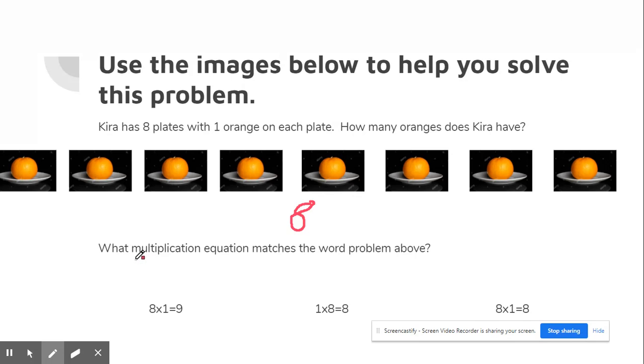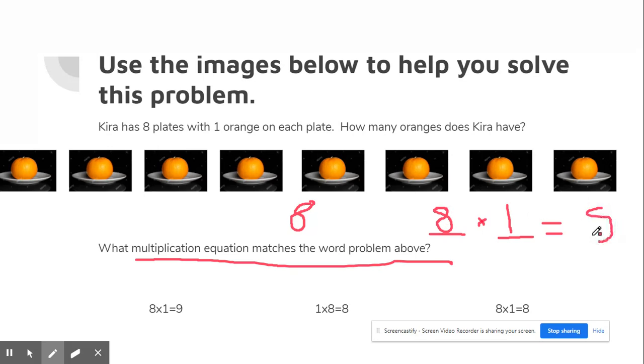This is the tricky part. Which multiplication equation matches that word problem? In order to do that, you have to know in the equation blank times blank, what do the blanks represent? You all know from your wonderful 3rd grade teachers that the first factor represents the number of groups. How many groups do we have? Well, there's 8 groups because there's 8 plates. How many items, or oranges in this case, are in each group? 1. 8 times 1 equals 8. Kira has 8 oranges represented by that equation. Let's continue working.